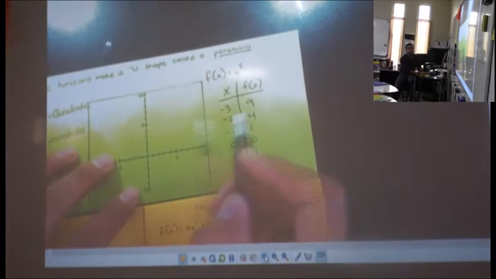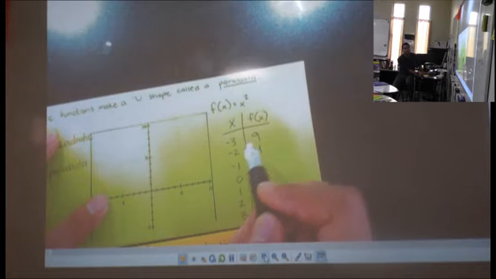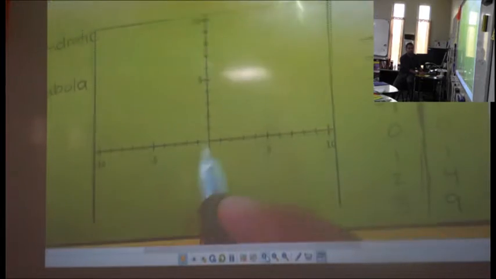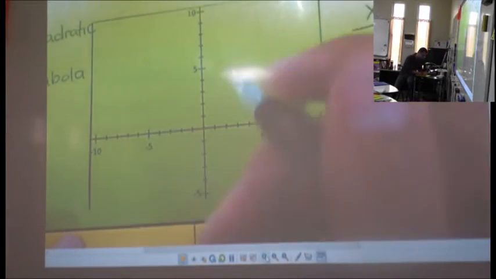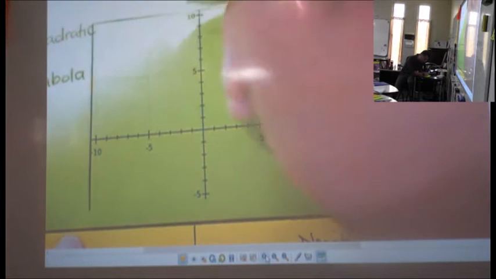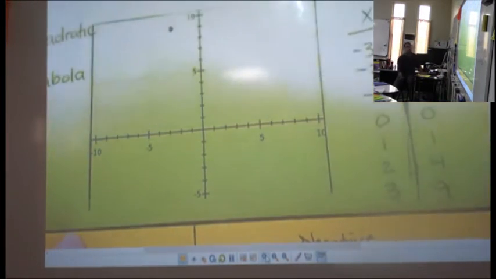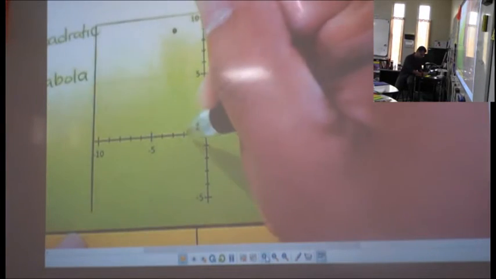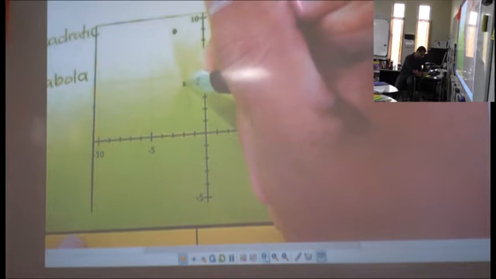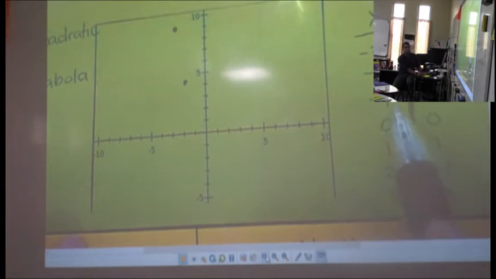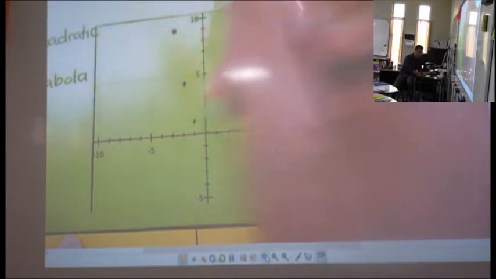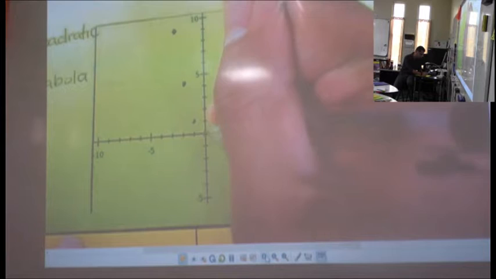Go ahead and graph these points if you haven't done so. -3, 9. It's going to be hard to look at this. Just do your best in estimating where that point is. But -3, 9 is 3 to the left and 9 up. I think that's a good point for -3, 9. -2, 4: 2 to the left and 4 up. Next one is the coordinate -1, +1. -1 is 1 to the left, +1 is 1 up. 0, 0 is on the origin.